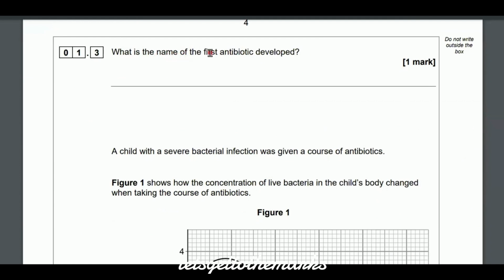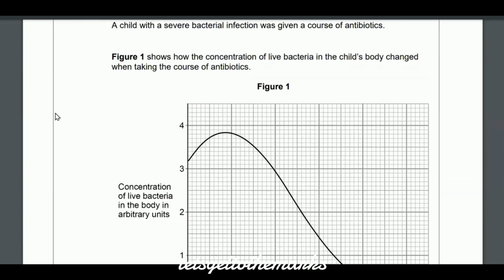1.3, what is the name of the first antibiotic developed? So pause, have a go. Okay, the answer is penicillin. And that was discovered by a scientist called Alexander Fleming, and they sometimes ask that in exams, but not this one. It says, a child with severe bacterial infection was given a course of antibiotics.